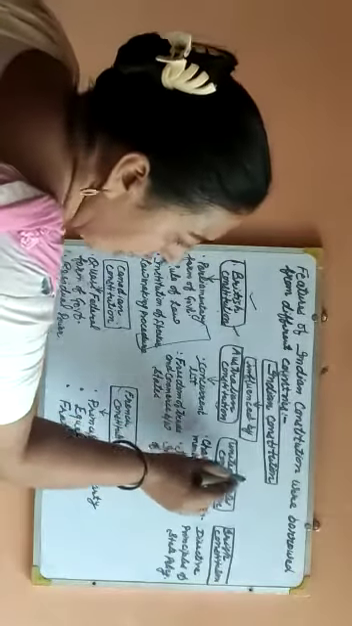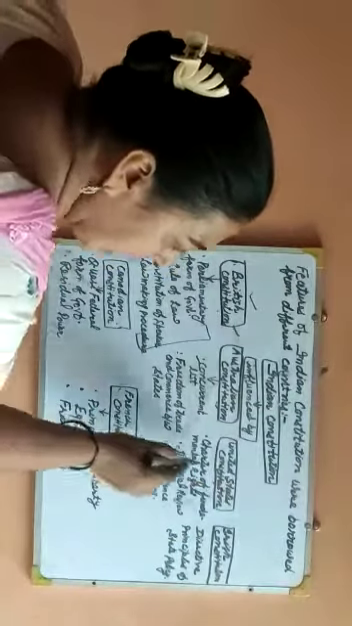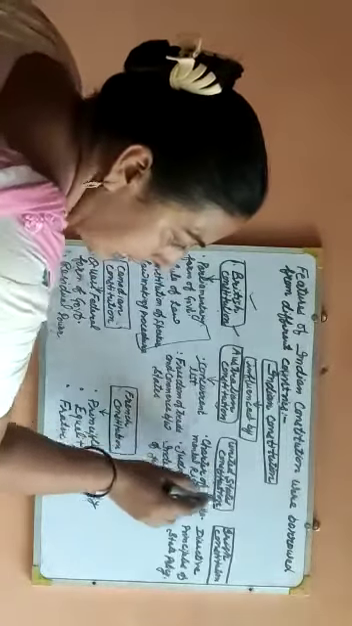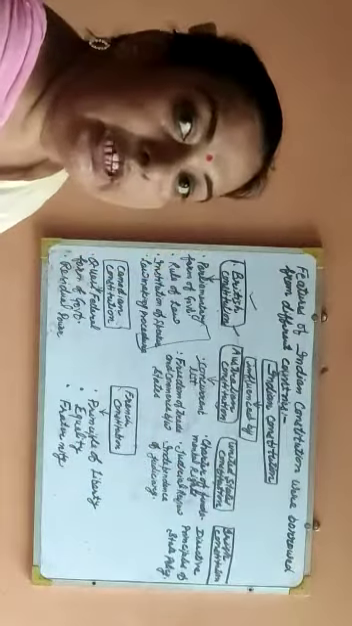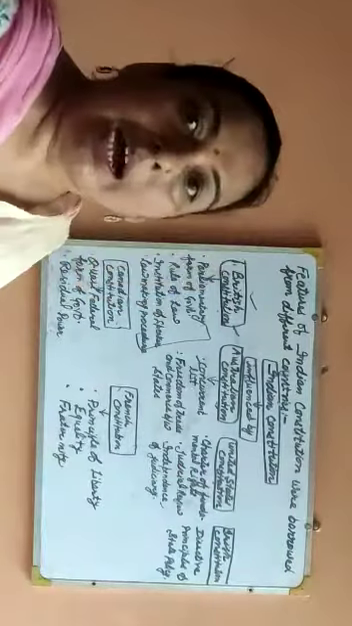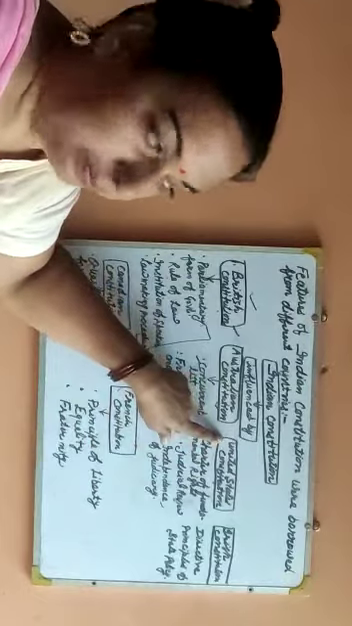Next is the United States Constitution. The Charter of Fundamental Rights was taken from the United States. Judicial review and independence of judiciary were also taken from the United States Constitution.